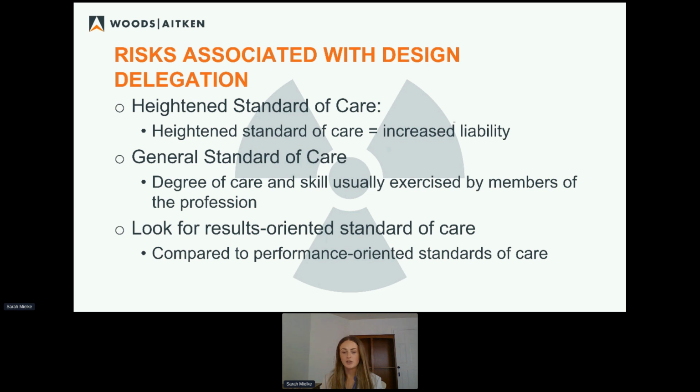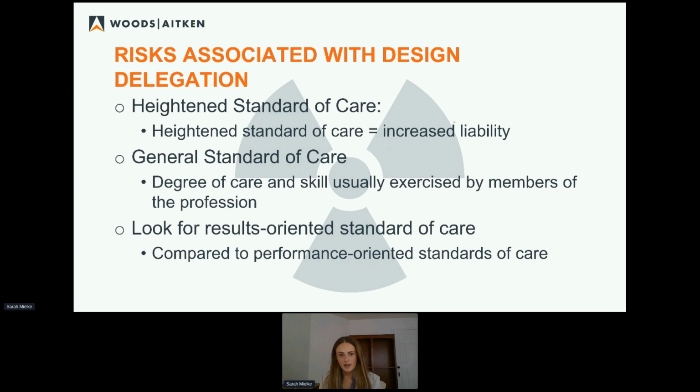Another risk that you see outside of the design delegation context as well is a heightened standard of care. I want to bring this up with delegated design, even though it spans much more broad than that, because a heightened standard of care can definitely be an issue when responsibility is getting tossed around. And that's exactly what's happening with delegated design. So be aware if you are being asked to perform your services at a heightened standard of care, because all this does is open up your arms for more liability, which I don't think anyone is trying to sign up to do. So like I said, heightened standard of care equals increased liability. That's almost always going to be the case.